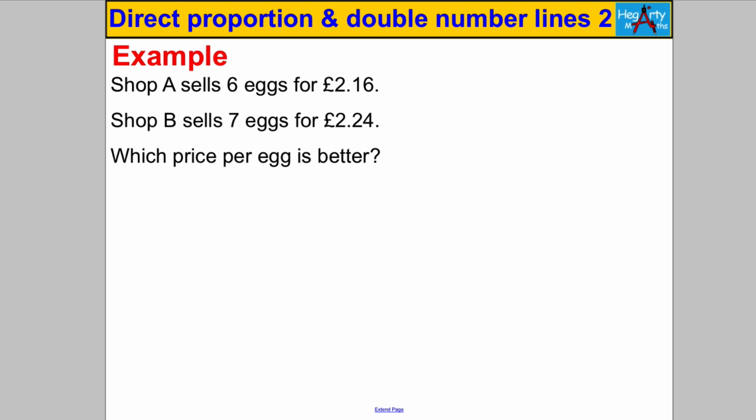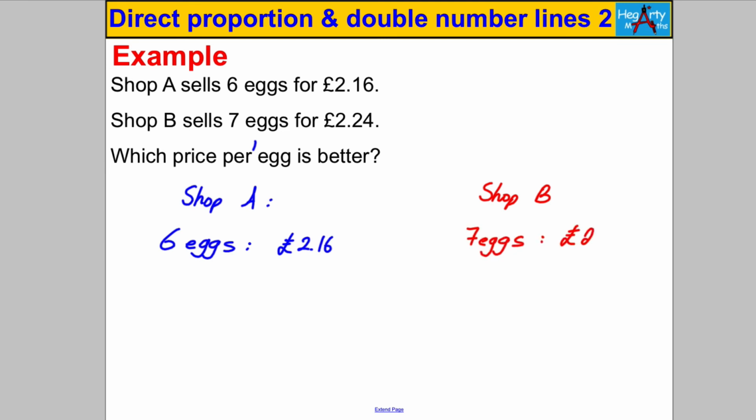So Shop A sells 6 eggs for £2.16. Shop B sells 7 eggs for £2.24. Which has the better price per egg, per 1 egg? So let's label it as we did before. Here's Shop A. Right, we know the ratio or the rate is 6 eggs per, and it costs £2.16, right? And we know that shop B, on the other hand, sells 7 eggs per £2.24.